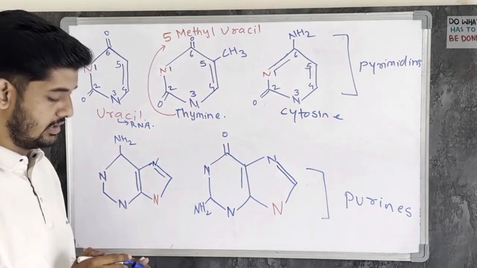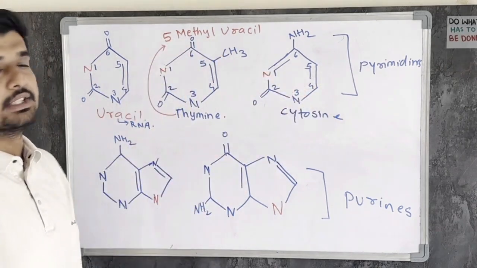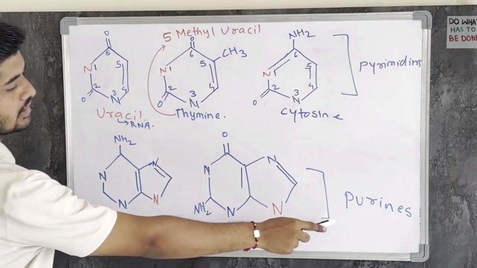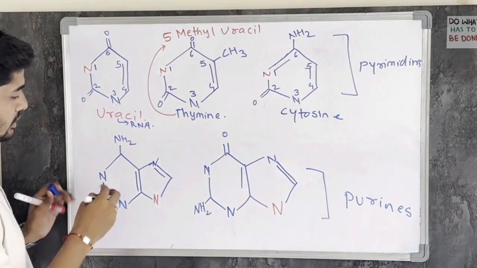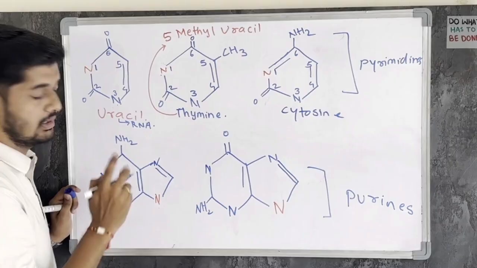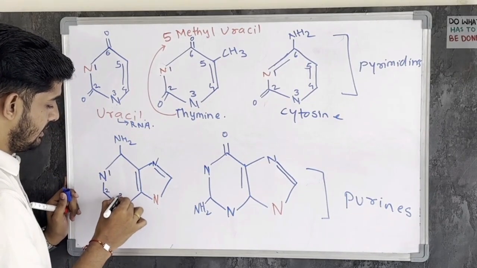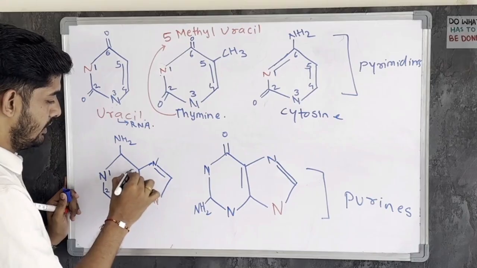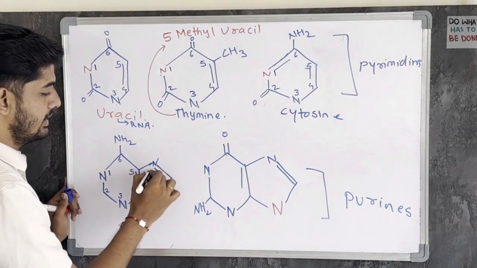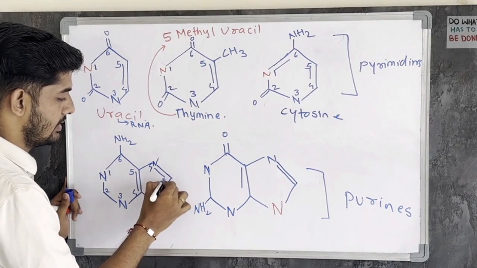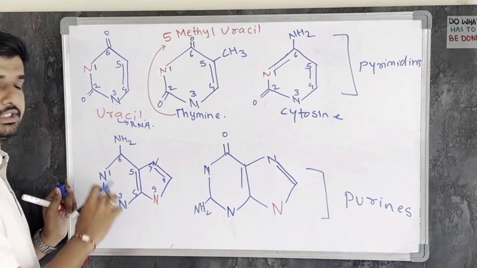Yes, now the complete structures. So these are the pyrimidines. After pyrimidines, now let's move to purines. So this is the purine. The purine is made up of 9 members. Now let's start the numbering. This is the first, second, third, fourth, fifth, and sixth. Here it is the seventh, here 8th, and here 9th. So this is the 9-member structure.